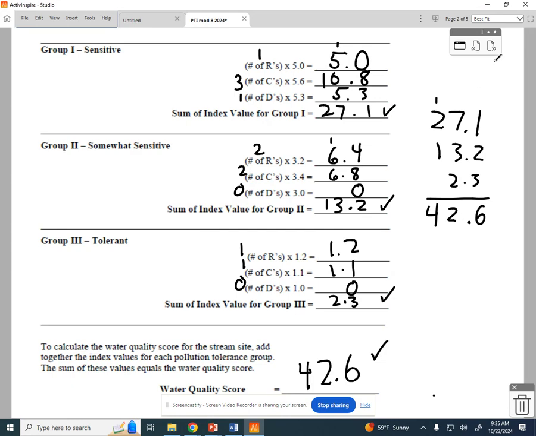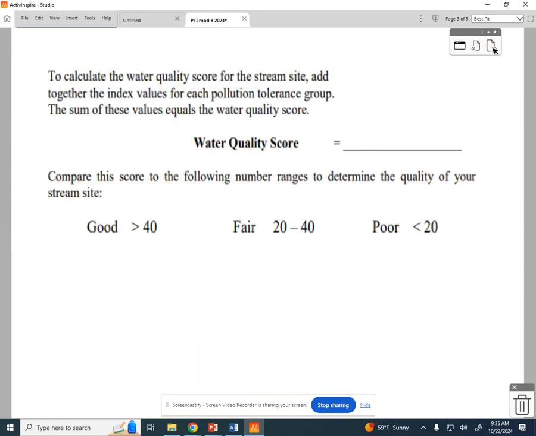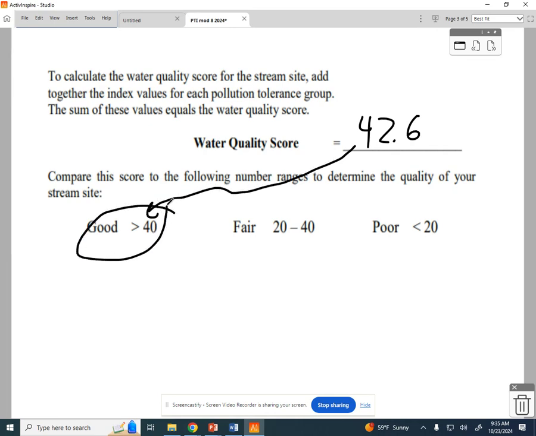Our water quality score was 42.6. And then we look at these ranges, and where does it plug in? Well, 42.6 is above 40, so we would say that this water quality is good. So that's how you go through the numbers, and that's how you calculate these PTI values, these water quality scores, and I hope that was helpful to you.